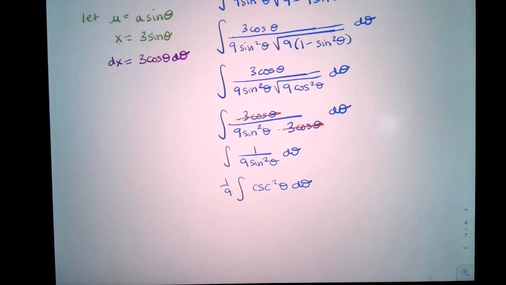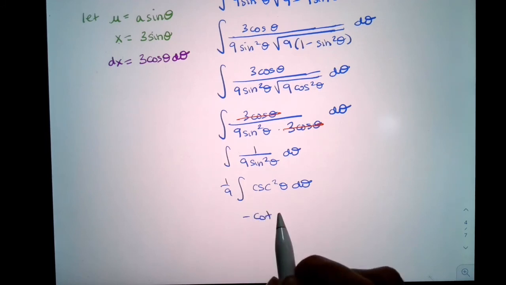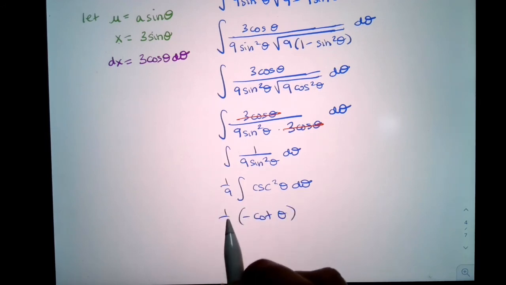And that's another identity, right? That's a reciprocal identity. The reason I want to go with that is I don't know what the integral of 1 over sine squared is. But when I represent 1 over sine squared as cosecant squared, this is actually a basic integral that you guys need to know. The integral of cosecant squared is negative cotangent. And of course, there's that 1/9.